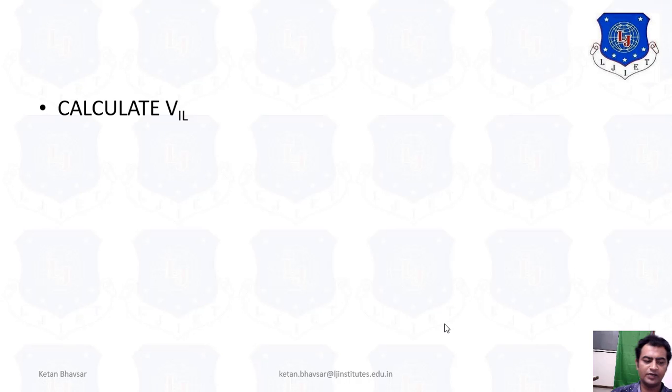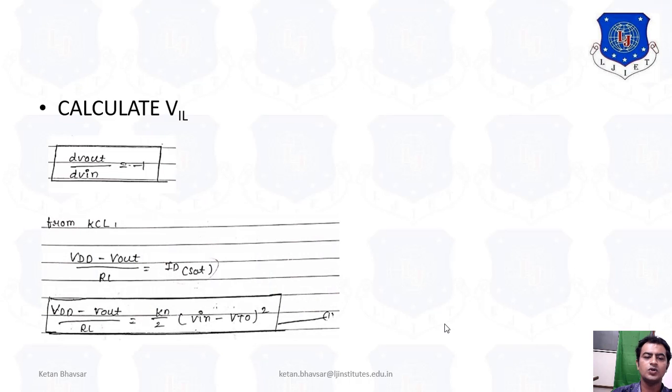Now similarly we calculate for the VIL, in terms of the intermediate low. As you can see, as per the graph, we have a variation of dV out upon dV in at voltage value VIL. So dV out upon dV in is equal to minus 1. Similarly, ID saturation is equal to VDD minus V out divided by RL.